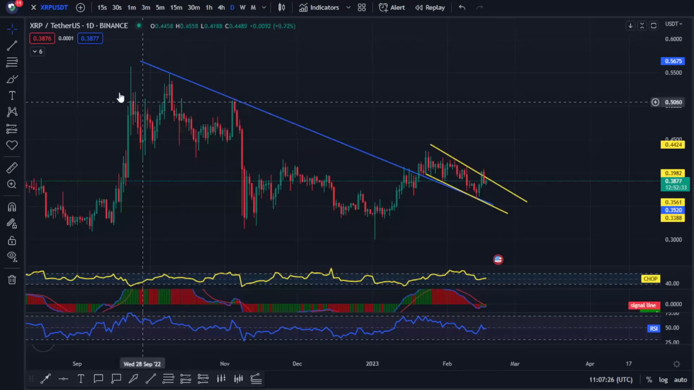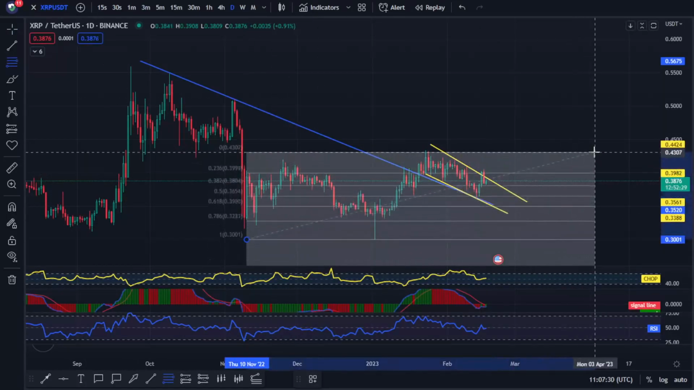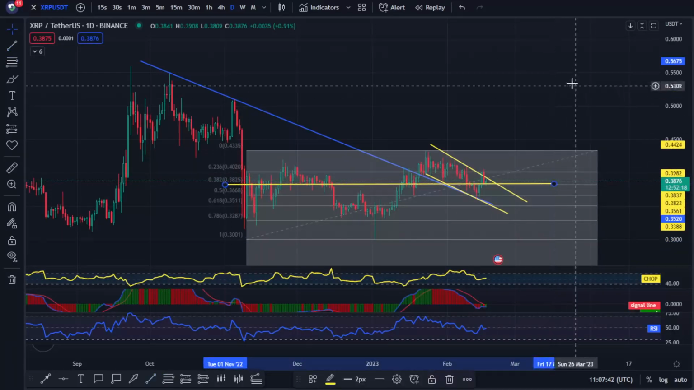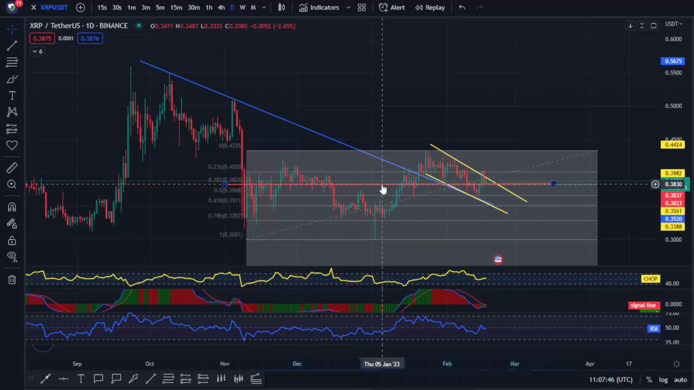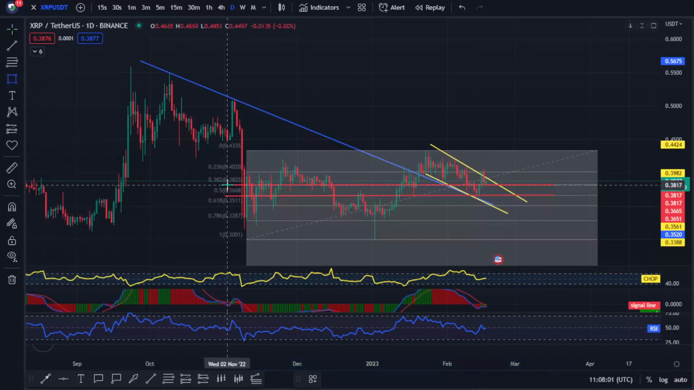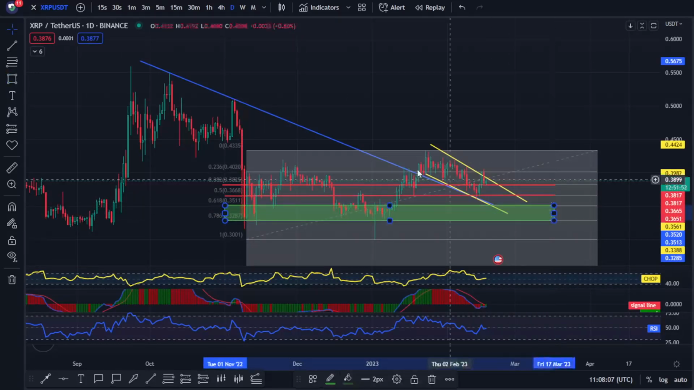Moving on, we can move on to marking support areas when we start a larger correction. And here, the first support is at 38 cents, the second support is at 36 cents. And then we have a strong support zone from 35 cents to 33 cents.